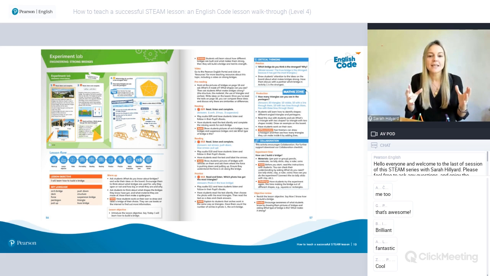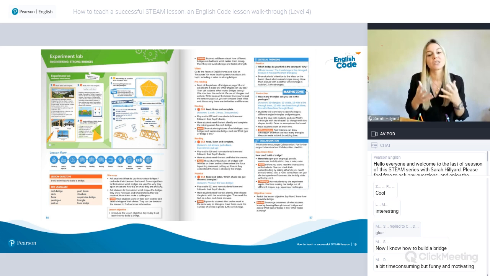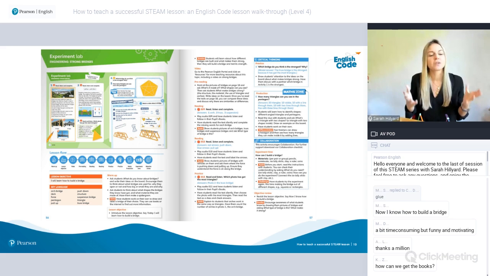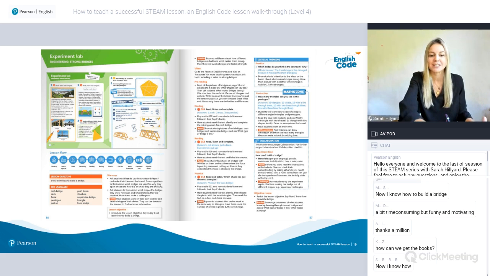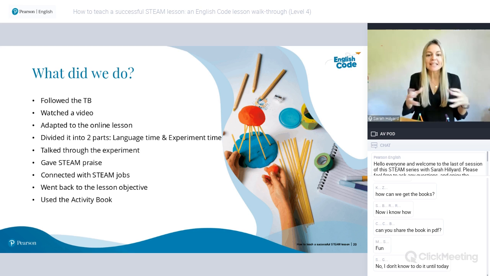So you don't need to be scared of doing STEAM and doing experiments or understanding the concept. See, they're quite simple concepts. Even in a grade level 4, this is something that we can understand even if we're not scientists, engineers, mathematicians. So the teacher's book guides you very, very well. I didn't make up anything new. I didn't invent anything new for this lesson. I just followed the teacher's book as it was. So that's all you need to do with that.